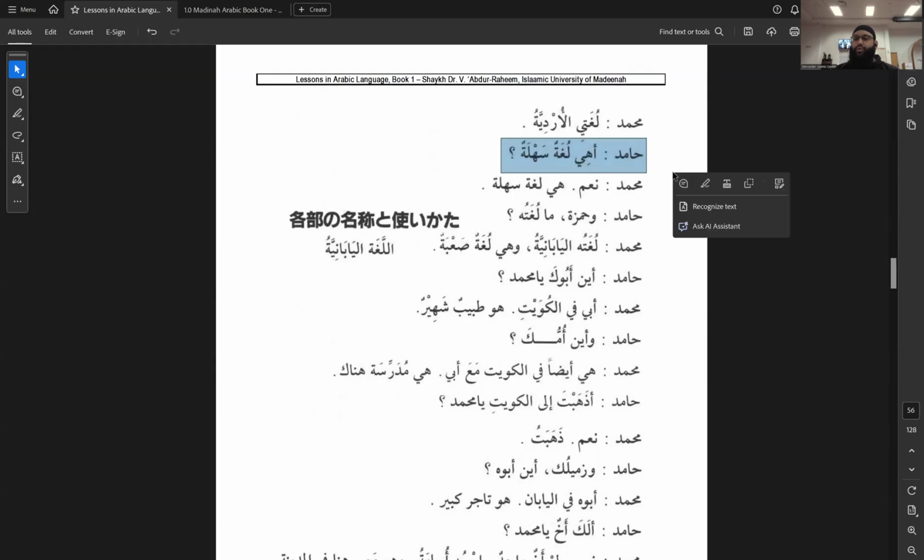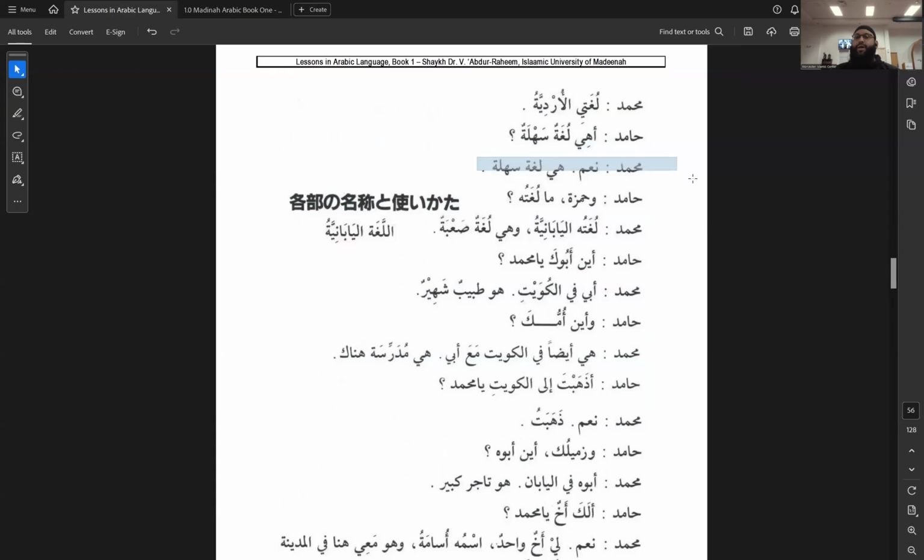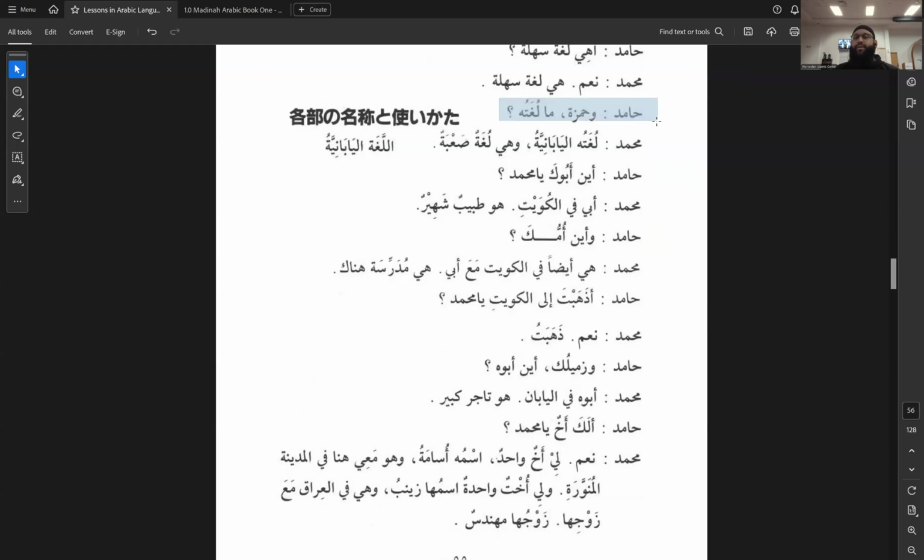Ahiya lughatun sahlatun. We covered the sentence before. What does it mean? Is the language easy? Is it an easy language? Na'am hiya lughatun sahlatun. What is lughatun sahlatun? Good. But in terms of what we've learned in grammar, what rule is it? Very good. Nad and man'ud. نعم هي لغة سهلة.